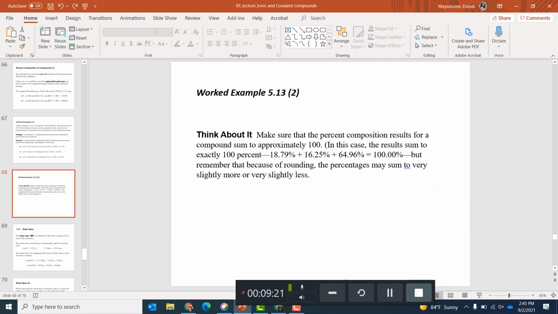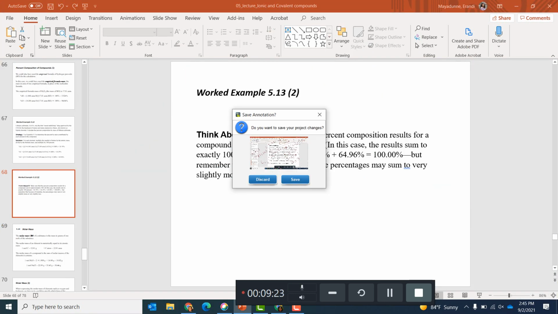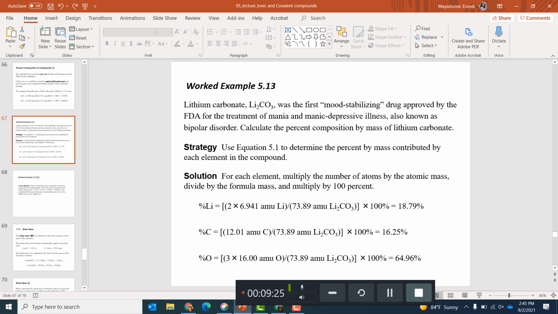The compound has 2 lithium, so 6.9. So the mass of the lithium is 2 into 6.941.